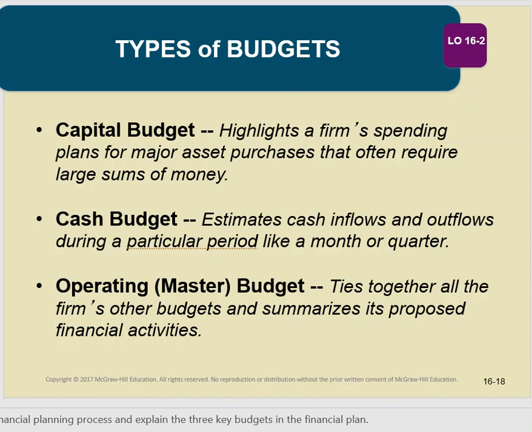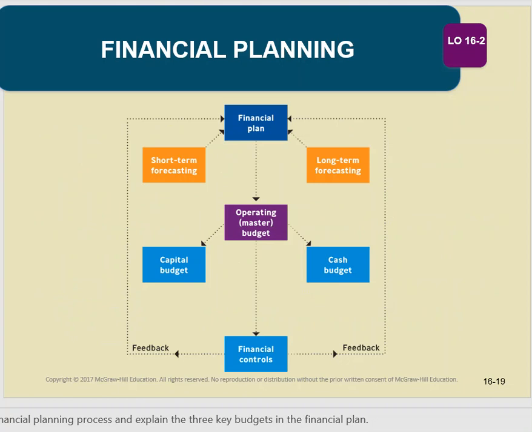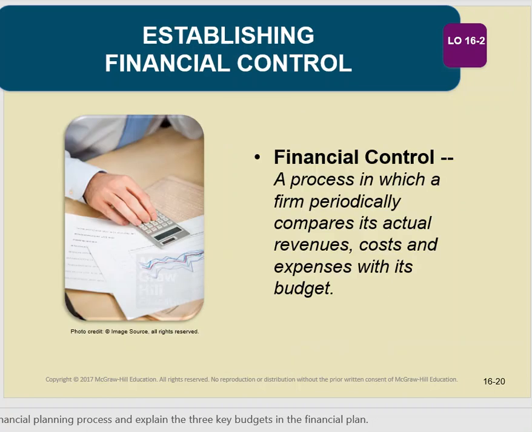The next slide will give you an example of the master budget in the middle. Everything ties in. So the financial plan up in step 1 and the budgets in step 2 below. The third step, remember, was establishing financial control, and that's a continuous process where a company periodically compares actual revenues and costs and expenses with that which was budgeted.